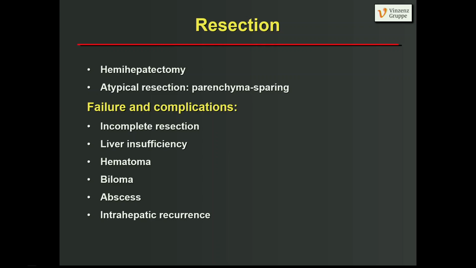You can have, and I'll show you examples of that, incomplete resection, where you do not take out the entire tumor, and then what may happen postoperatively, if the liver function is not good enough or you've taken out too much, is that the patient will have liver insufficiency, something which is not basically diagnosed by radiology. But what we are supposed to diagnose are hematomas, biloma, abscesses, and then as a late complication, you may also see recurrence of HCC in the liver, either at the resection site or somewhere else in the liver.